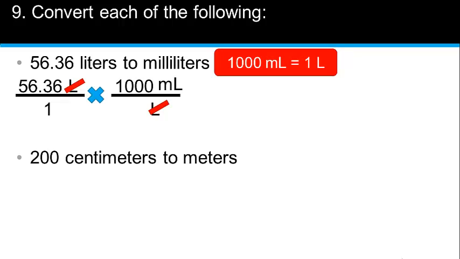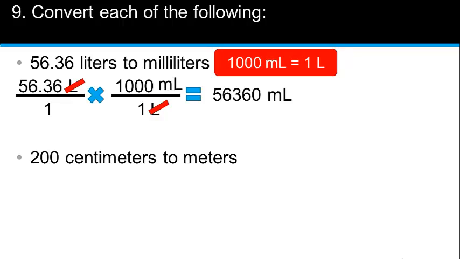So there are 1,000 milliliters in 1 liter. So since the 1,000 is with mL in my conversion factor, keep the 1,000 with the mL. Keep the 1 with the L. So whenever I solve this, this is my answer.